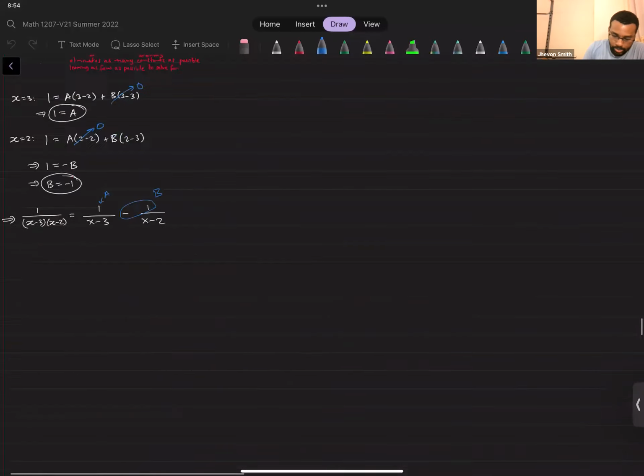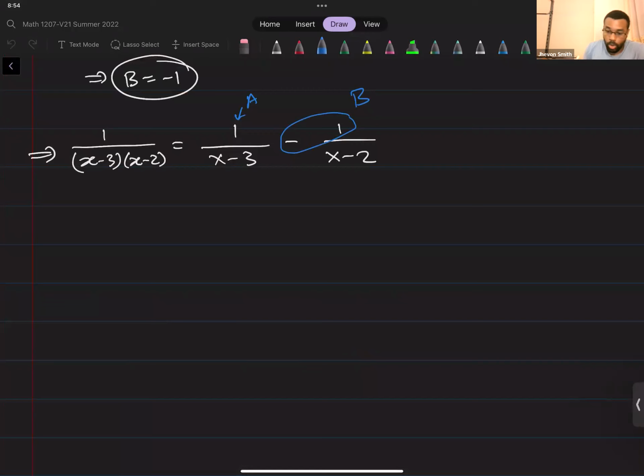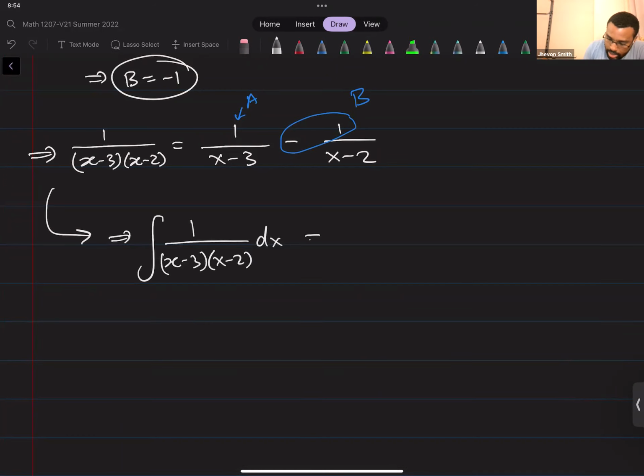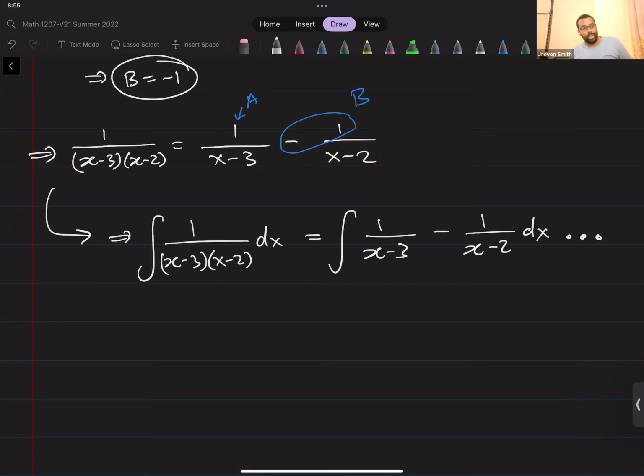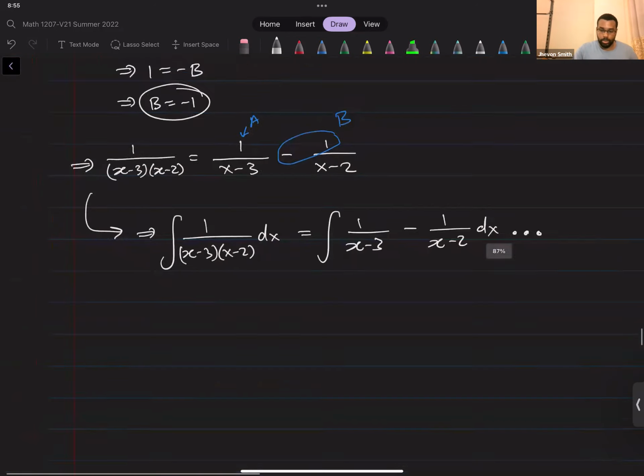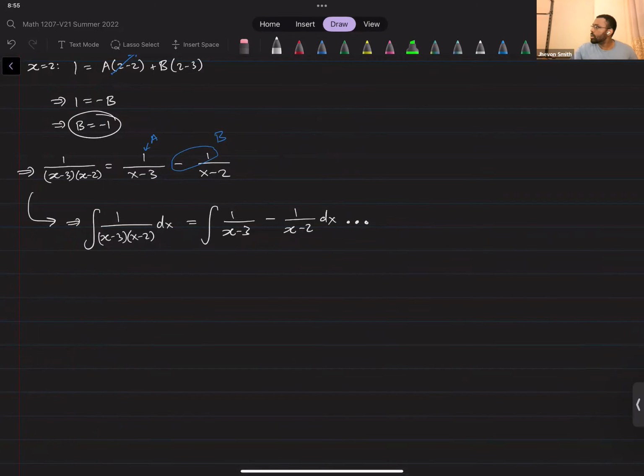So now you can actually do that. And of course, this would mean if I wanted to integrate the guy on the left, it's actually the same as integrating the guy on the right. And the guy on the right is obviously a lot easier to integrate. Now, I'm going to quickly show you method 2, and then we'll wrap up there. And I'll maybe leave some examples for you to do.